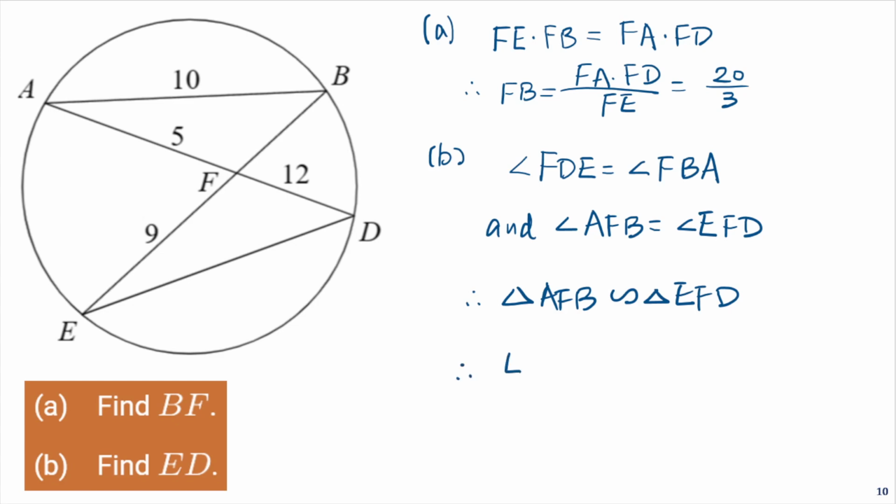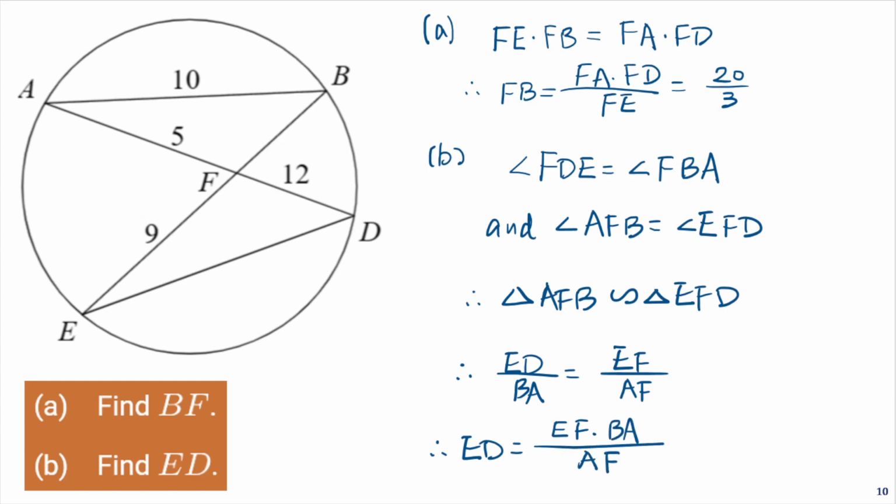And therefore we have ED over BA equals EF over AF. Hence ED equals EF times BA over AF, right? So that gives us 18. Any questions?